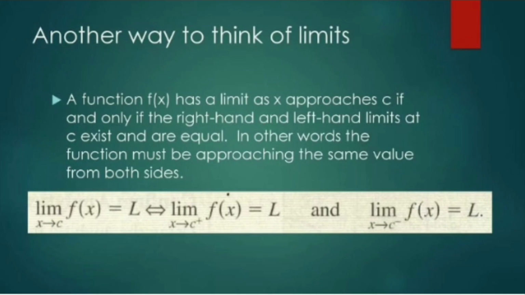A function has a limit as x approaches C if and only if the right-hand and left-hand limits at C exist and are equal. In other words, the function must be approaching the same value from both sides.